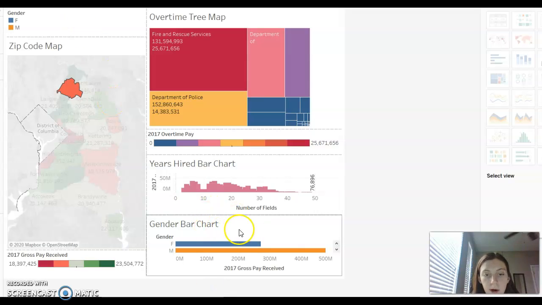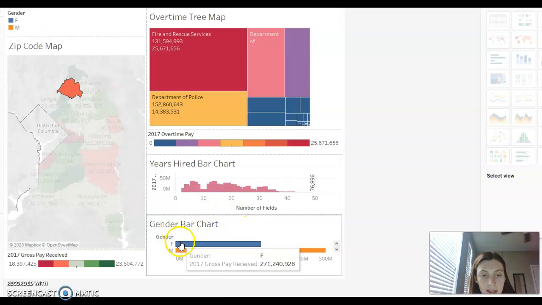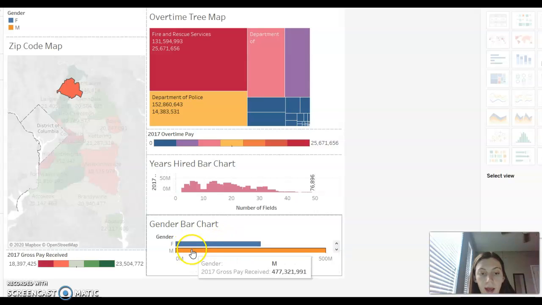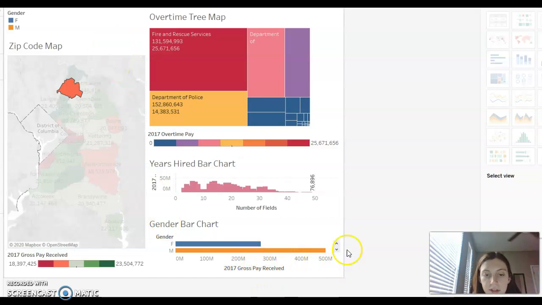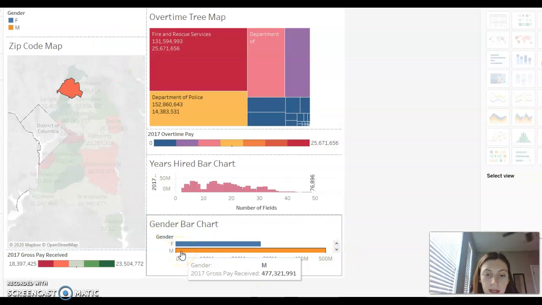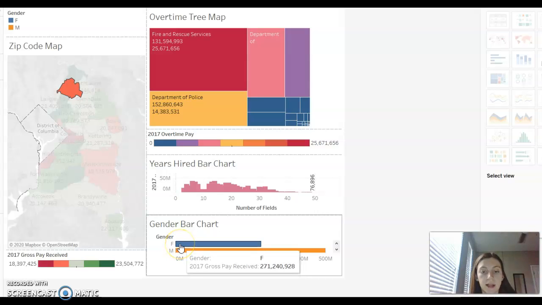Then we have a gender bar chart, which is over here. Female is blue and male is orange, and we have a key right here showing that. So this is the gross pay received. For males, it is $477,321,991, and for females, it is $271,240,928. So this is just an easy gender bar chart that I want to include.